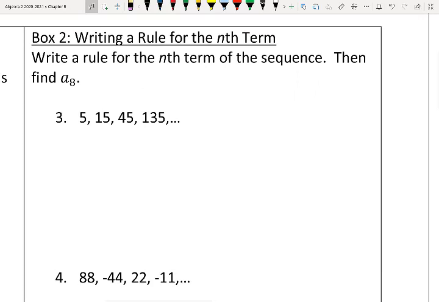All right, box 2. For this one, we are writing the rule for the nth term of the sequence and then finding a sub 8. So finding the 8th term of the sequence after we've identified what the equation is.